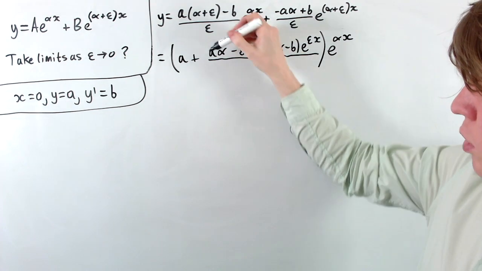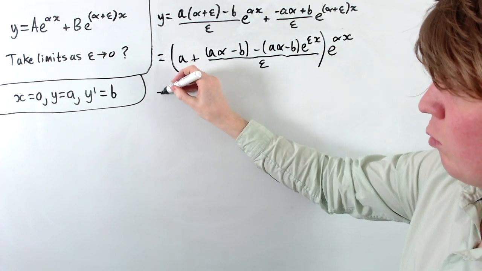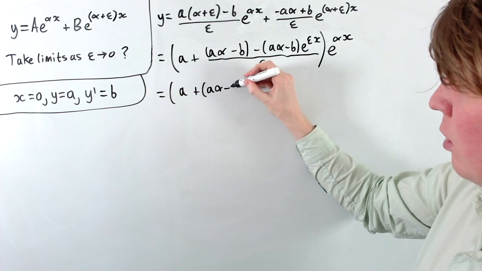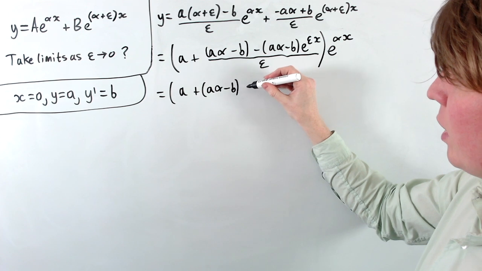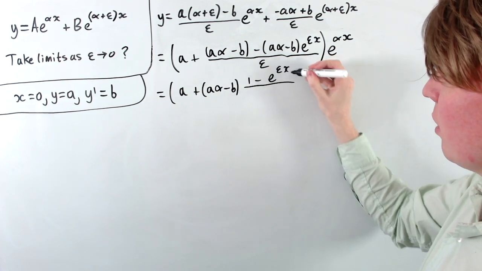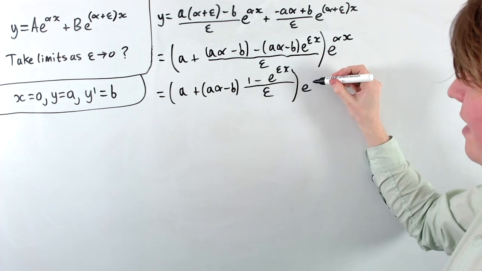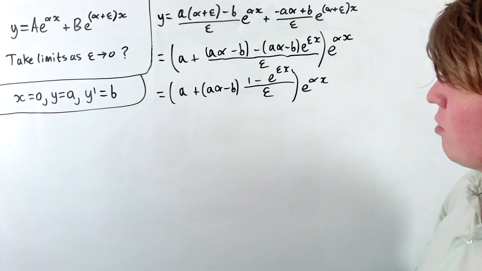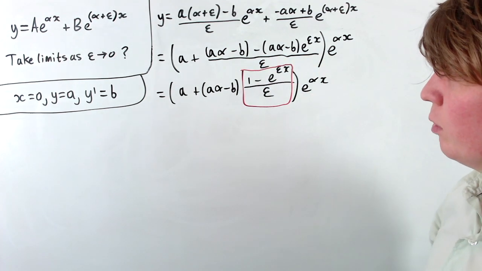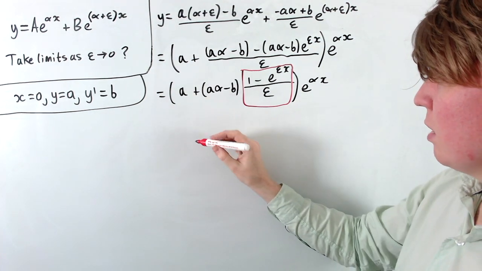And now you see we've got this common factor here of a alpha minus b, which means we can write this in a slightly nicer form of a plus a alpha minus b multiplied by 1 minus e to the epsilon x over epsilon, and this is still all going to be multiplied by e to the alpha x on the outside. So now we've managed to get our epsilon terms into quite a nice simple form where we can take limits.